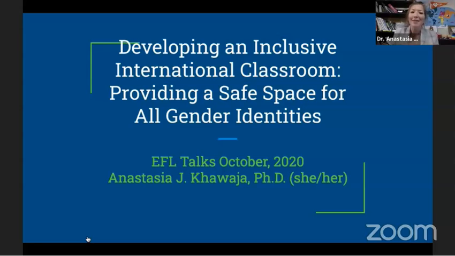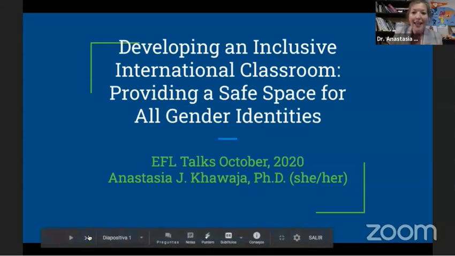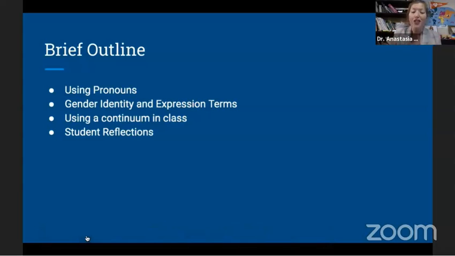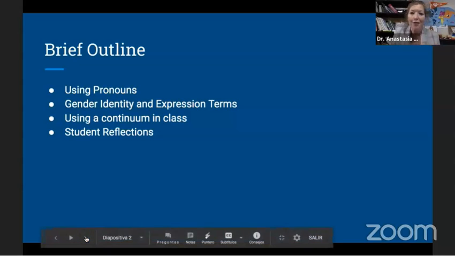Today I'm talking about developing an inclusive international classroom by providing a safe space for all gender identities. In addition to my PhD, I have a graduate certificate in women and gender studies, so this is also a topic very near and dear to my heart. Just a really brief outline: I'm going to talk about using pronouns, gender identity and expression terms, and using a continuum in class as to how I introduce this topic. I'm also going to share a few student reflections that my students shared with me at the end of this.